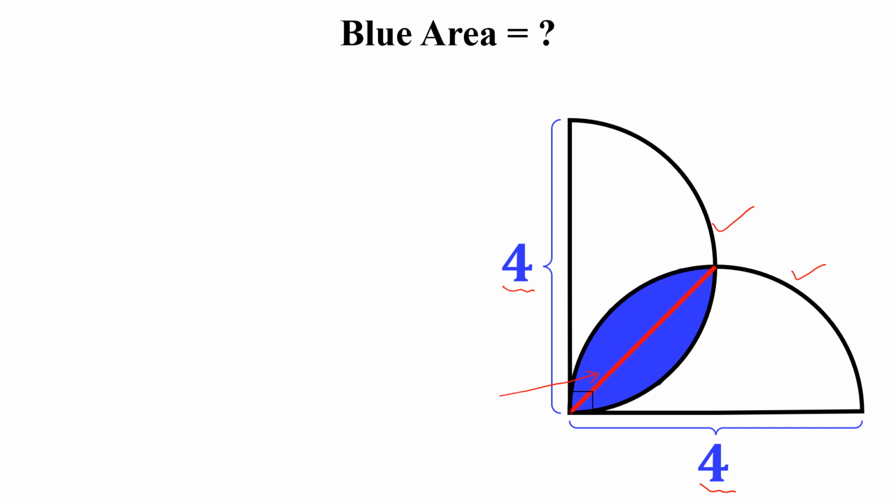First, we draw this line which divides the required blue area into two equal parts. Let this area be A and this area be B. Then the required blue area is equal to A plus B, but A and B are equal, so the required blue area is equal to 2A. How can we calculate A?